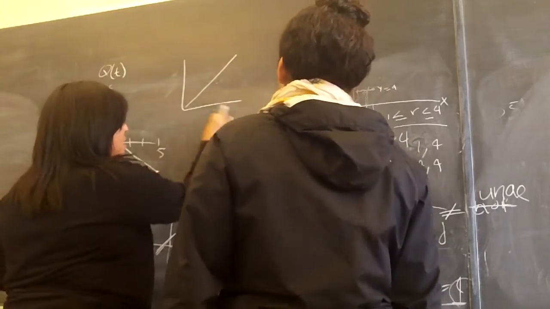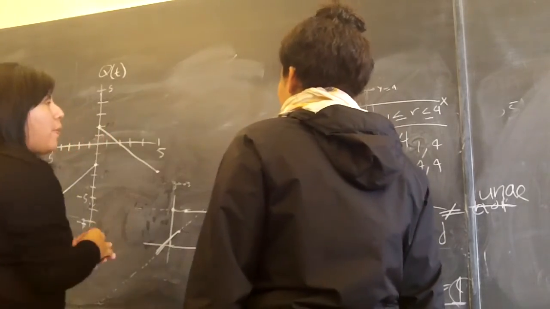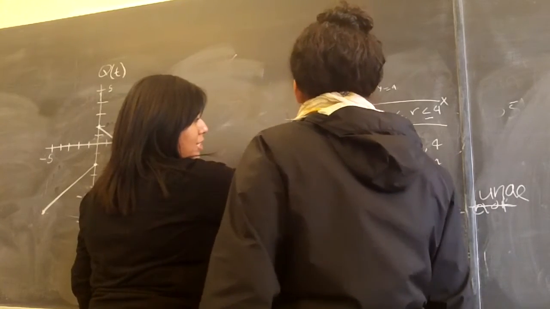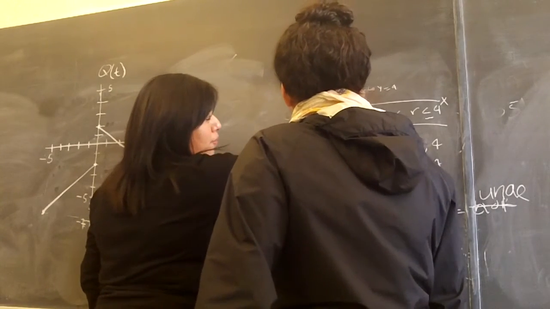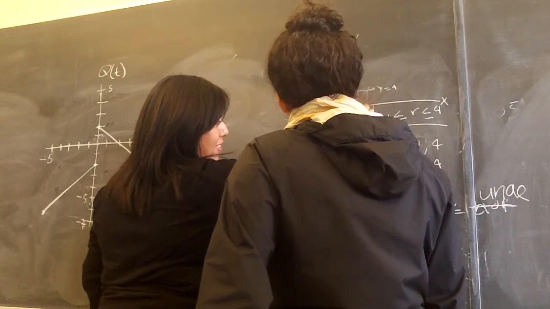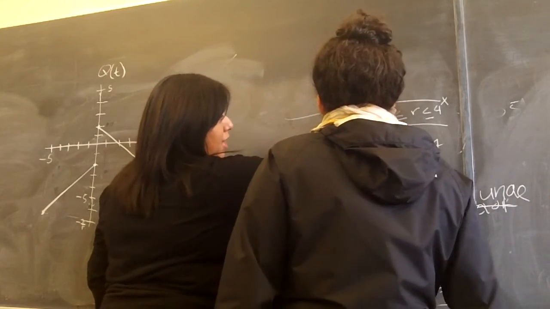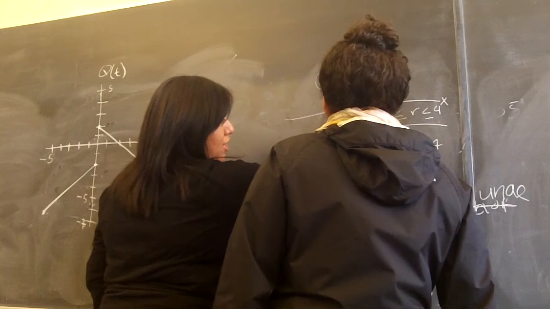Okay. So what you want to write is something like intervals. For x equals 1, this is probably here. x equals 4 is right here, right?